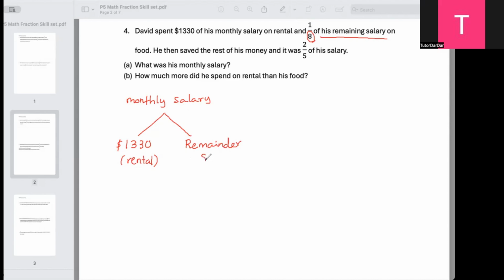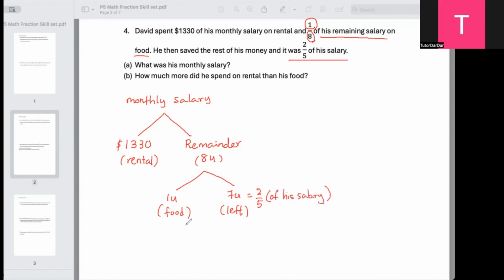So remainder is 8 units. So he spent 1 unit on food. So we were left with 7 units. And 7 units is equivalent to 2/5 of his salary. So this is 2/5 of his. Okay, now we will start solving the question.